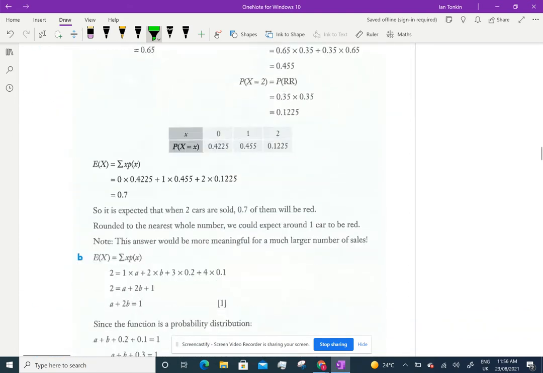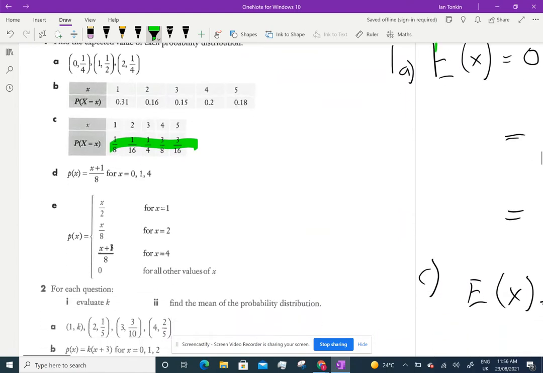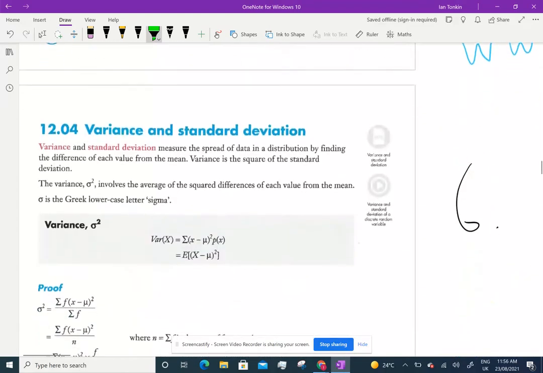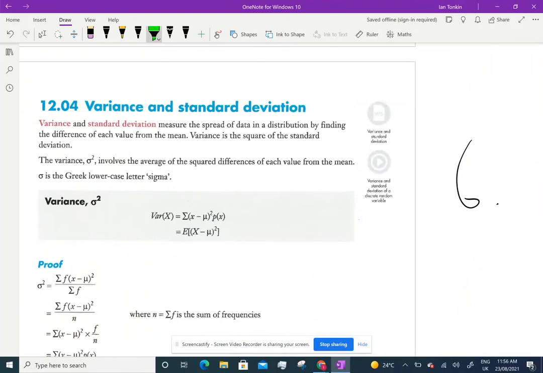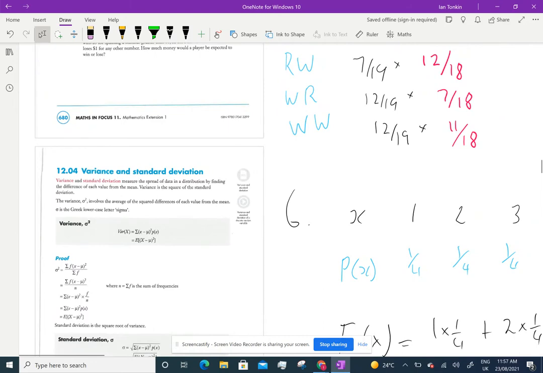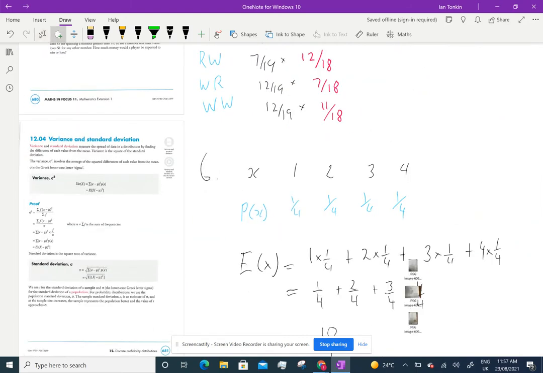Now, there's a couple of formulas here, and they look really difficult, but they're not. So, let's have a look at the first one, variance. We already know that. So what are we doing when we do variance? I'm just going to create some space for myself here and get rid of that.